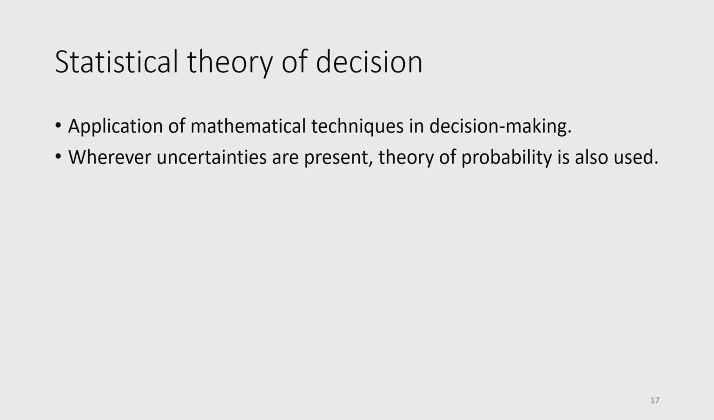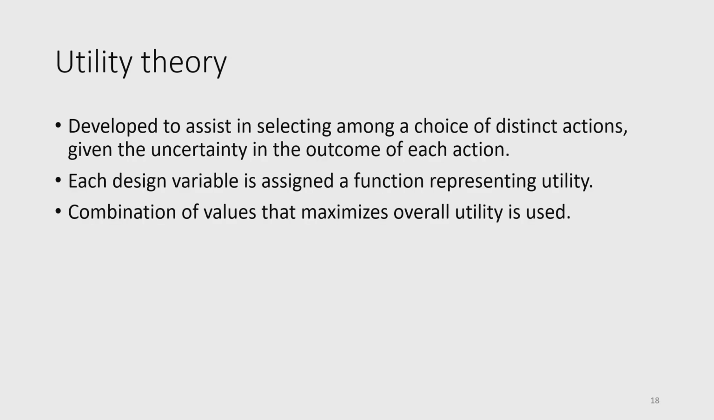Then you go to another thing that is called statistical theory of decision. Here you apply mathematical techniques in decision making. Wherever uncertainties are present, you can use the theory of probability, so that you can make some robust design, and you can see what role statistics plays. Among the statistical methods, there is also utility theory. It is developed to assist in selecting among a choice of distinct actions given the uncertainty in the outcome of each action.